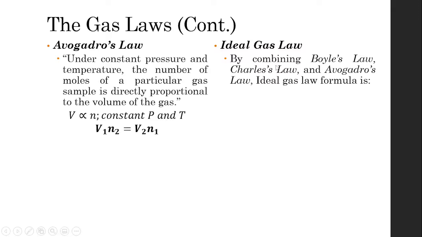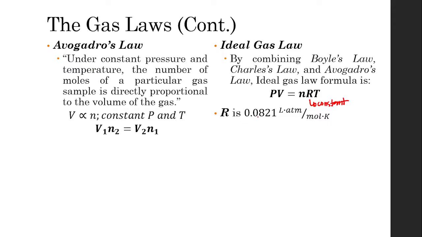But overall, when we combine all these three gas laws that we discussed, Boyle's law, Charles' law, and Avogadro's law, we would get a new equation called the ideal gas equation, which is PV equals nRT. P is pressure, V is volume, and PV is equal to the number of moles multiplied by R multiplied by T. And R is what we call a universal gas constant. R is constant, okay? It doesn't change.